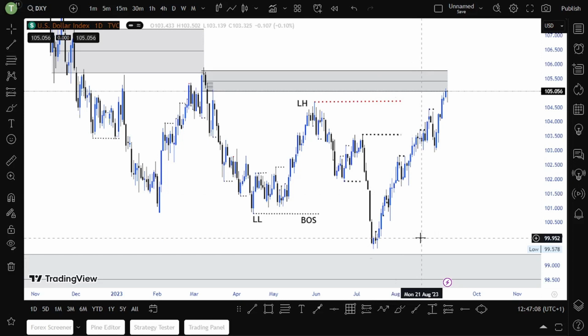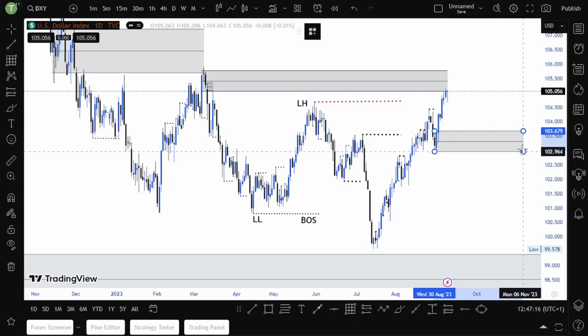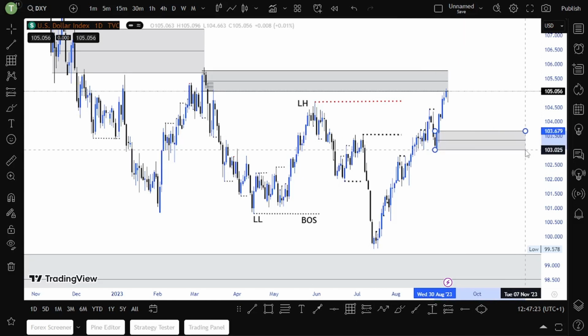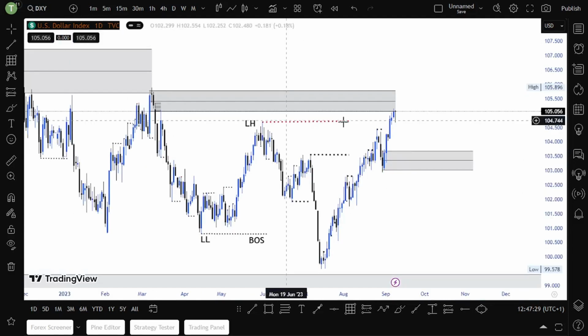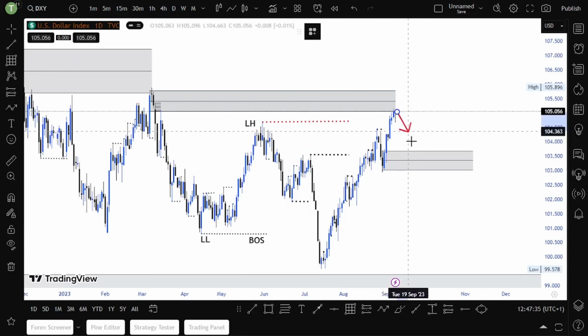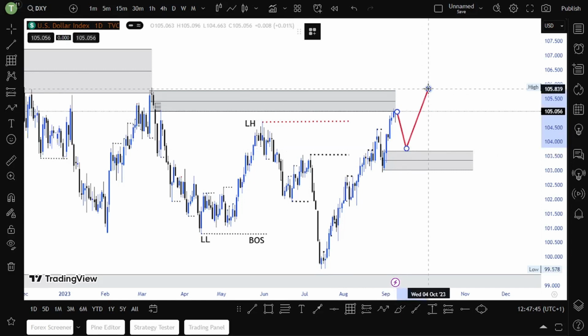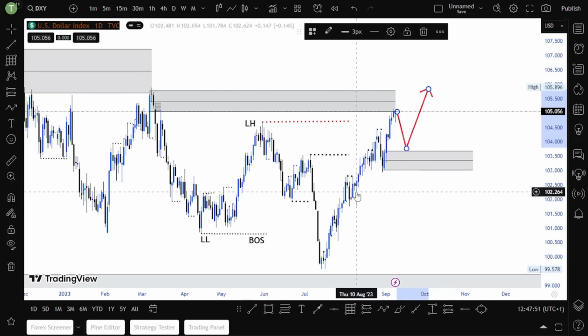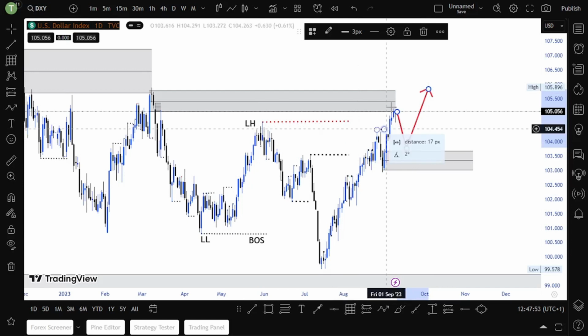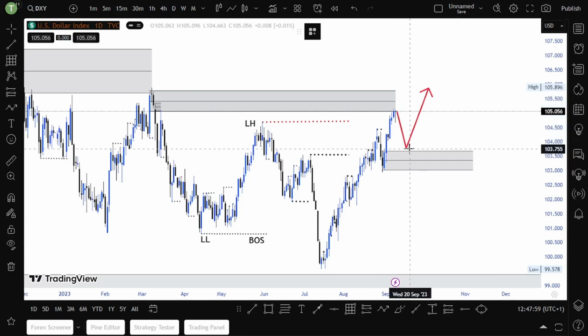There is a possibility of price, there is our break of structure now. There is our demand zone. If that one is a confirmed break of structure, then we wait for the DXY to pull back, and then it buys. If that one is a confirmed break of structure to the upside, we wait for the DXY to drop lower into this demand zone, and then it buys.